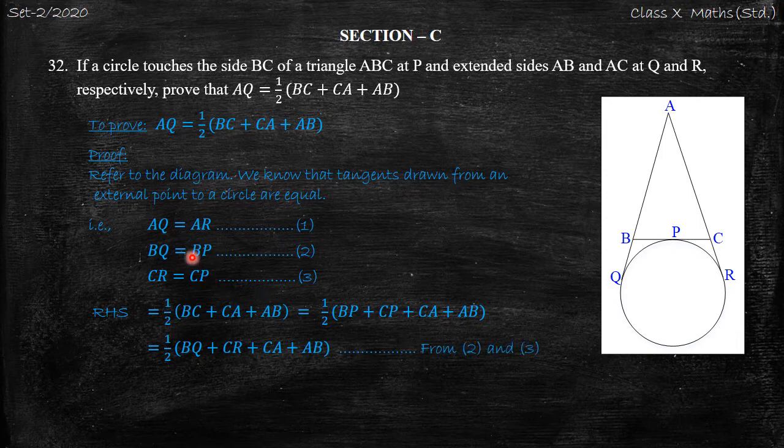Okay, and from this information you can substitute now BQ plus AB. If you add these two, you will get AQ. Correct? BQ plus AB equal to AQ, and CR plus CA equal to AR. Okay, now we know that AQ and AR are also same, and half of 2AQ is AQ. Okay, it's proved.